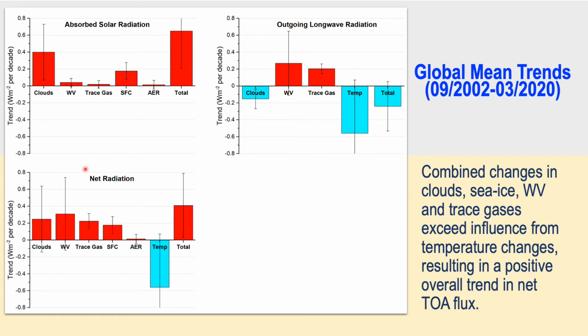So this is showing the net radiation trend, the 0.42 watts. And what it shows is that the combined changes in clouds, sea ice, water vapor, and the greenhouse gases all exceed the influence from changes in temperature. So temperatures are increasing, so more outgoing radiation is a result, which contributes a negative trend to net radiation. But the overall effect is positive here because of the sum of all of these positive contributions.